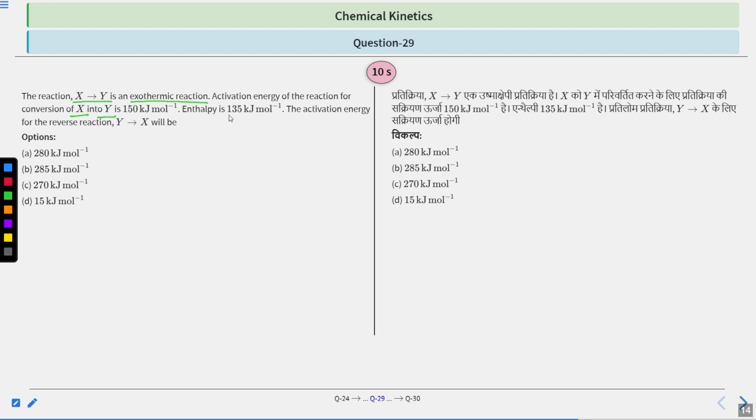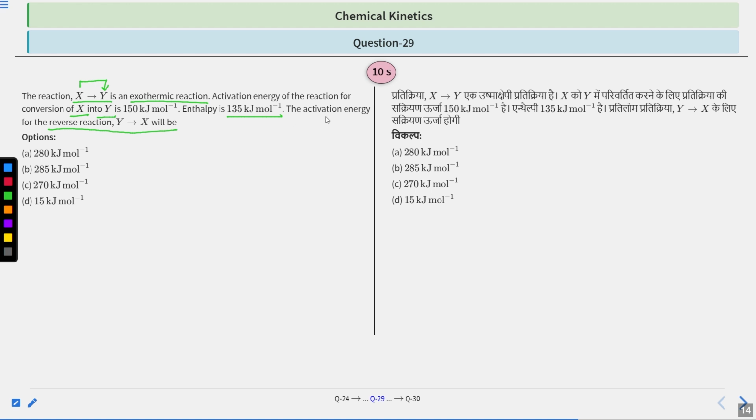Enthalpy is 135 kilojoule per mole. The activation energy for the reverse reaction Y to X will be. So basically we have given a reaction in which X is reactant, Y is product, reactant is going to product. It is an exothermic reaction, and the activation energy of changing of X to Y is given as 150 kilojoule per mole, and the enthalpy of this reaction is given as 135 kilojoule per mole.